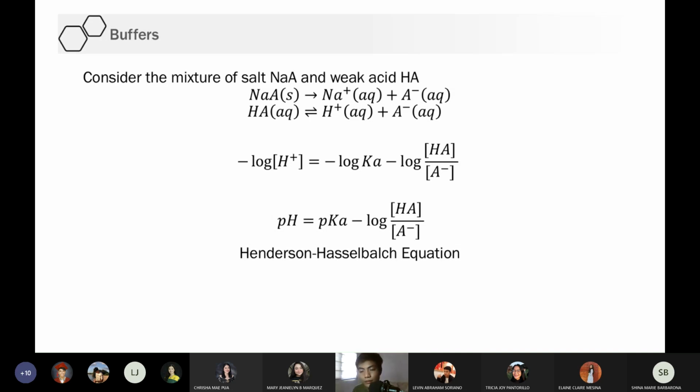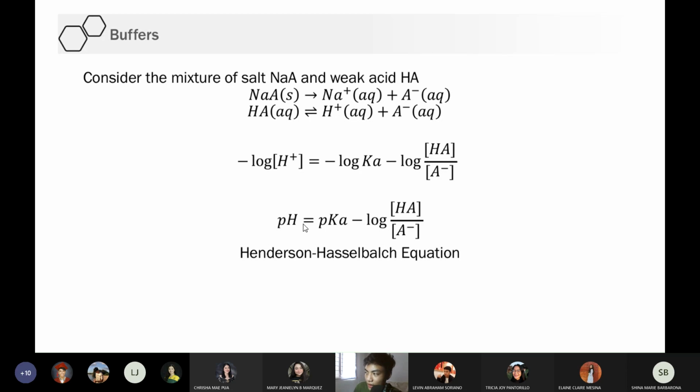Okay? So, again, buffer solutions are mixture of acid and its conjugate base, o kaya base and its conjugate acid. Okay, and we can use the Henderson-Hasselbach equation to determine kung ano yung pH na magagawa natin given the quantity of your acid and the conjugate base.